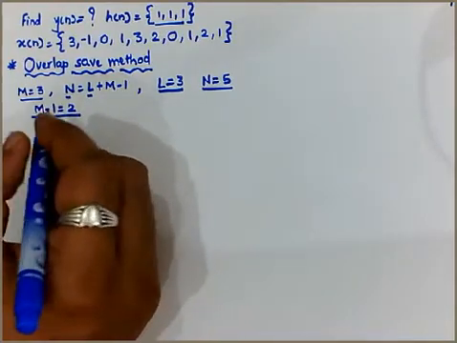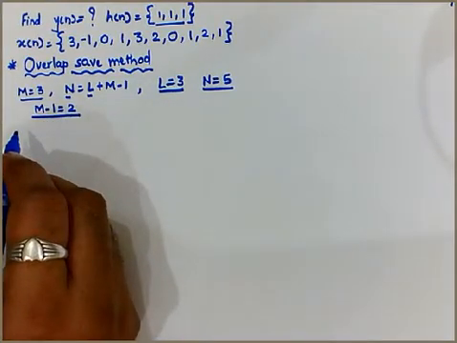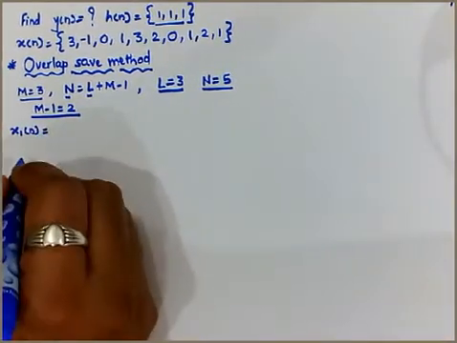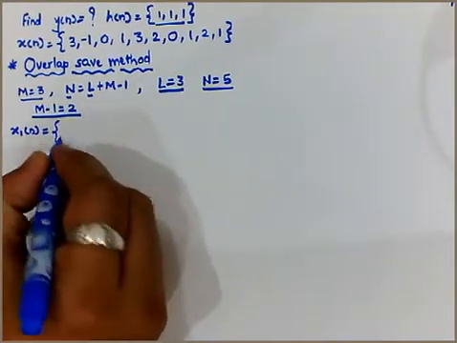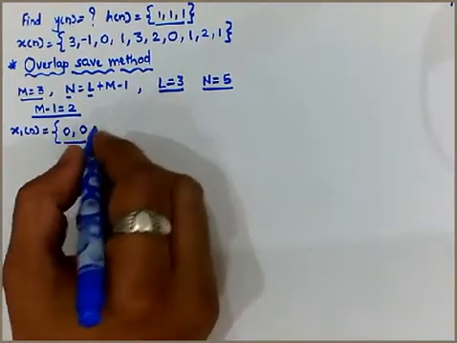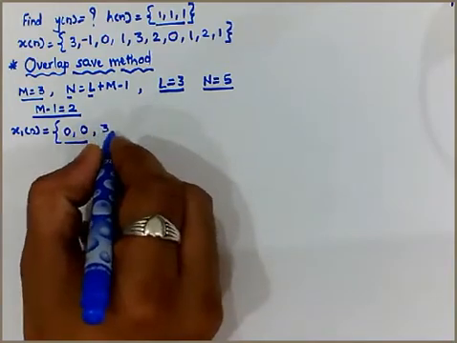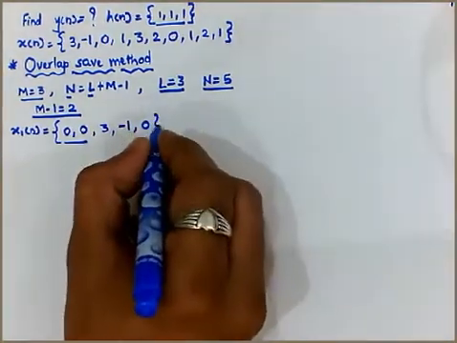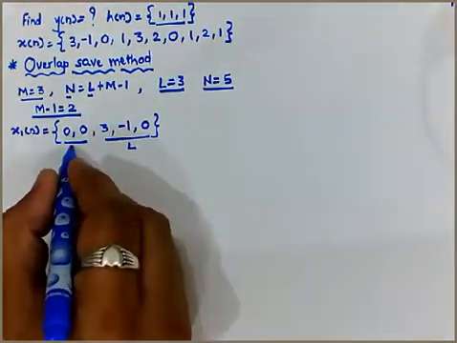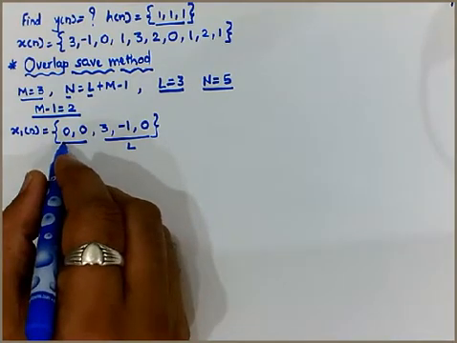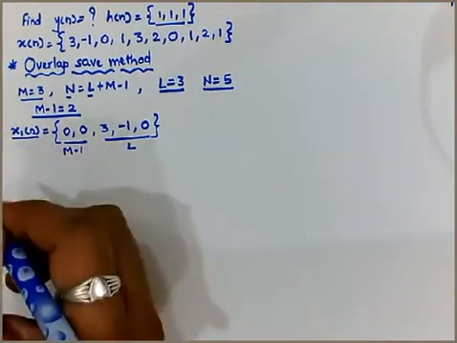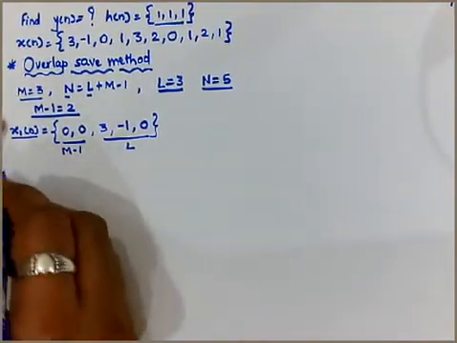As we discussed, in case of the overlap save method, it is quite obvious that x1 of n is nothing but the first part of x of n, where firstly M minus 1 zeros are to be added. Here it will become 0 0. Next sequence is nothing but 3, -1, 0. This is L, that is the value 3. Similarly, M minus 1 zeros are appended. So this is how L plus M minus 1 gives the value N. So this is for x1 of n.